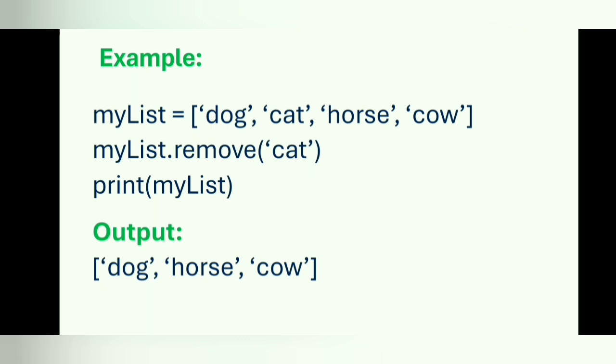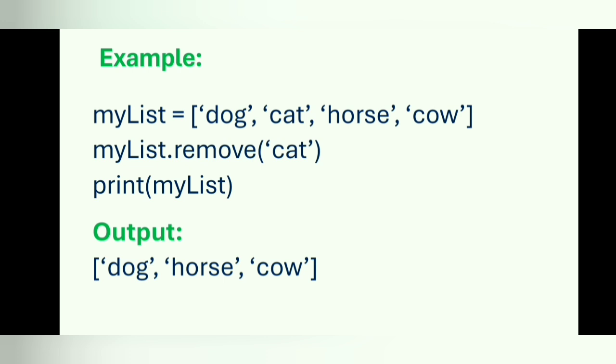Example: in this example, I call the remove method with the value cat as an argument. The method goes through the list starting at position 0 and searches for the value passed to it, in this case cat. When the method finds the first occurrence of the value, that element is deleted from the list. The print statement print(mylist) will print the output. The output is dog, horse, cow.